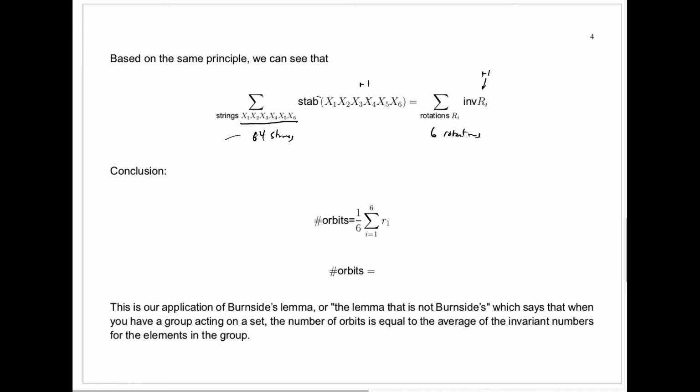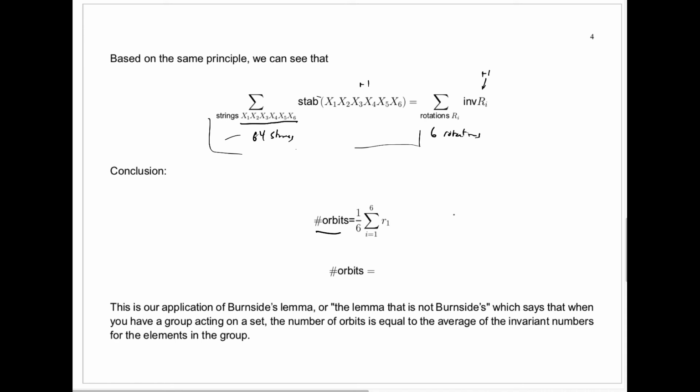It's the same basic principle. It's a duality principle that you can sum up either by strings counting their stabilizer numbers, or sum by rotations counting their invariant numbers. So what's our conclusion? Our conclusion is that because the number of orbits was 1/6 of this sum of the stabilizer numbers, the number of orbits now is 1/6 times the sum of the invariant numbers.